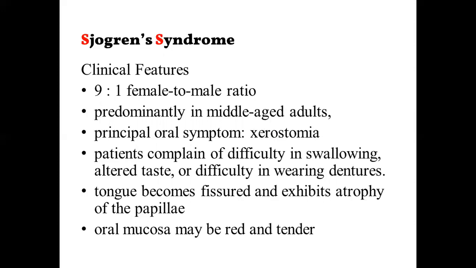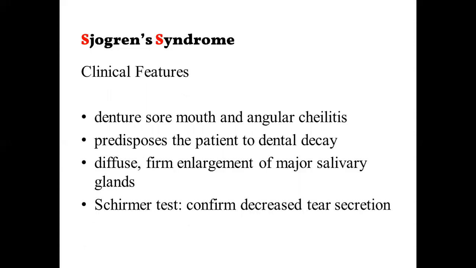Okay? So the patient, magre-reklamo yan ng nahihirapan sa paglunok, nag-alter yung taste niya, and minsan yung mga denture wearer, nahihirapan silang isuot yung denture nila kasi masakit dahil walang saliva. Okay? The tongue can also become fissured and exhibit atrophy of the papillae. There is also redness of the oral mucosa. Yan. So magkakaroon ng denture sore mouth and angular cheilitis kasi kulang nga yung saliva ng patient. And patients with Sjögren's syndrome are predisposed to dental decay or caries.